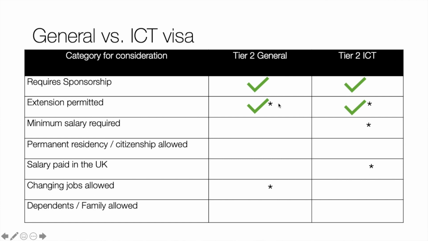Whereas in a general visa, after you've completed 5 years on the tier 2 general, you can apply for permanent residency, which then can lead to citizenship. I'm going to get to that in a sec as well.